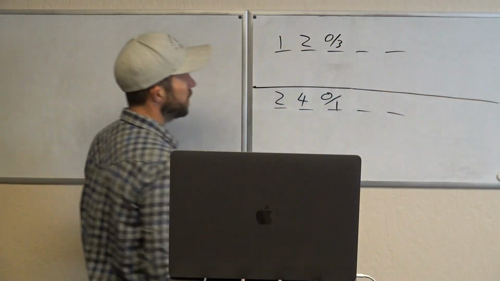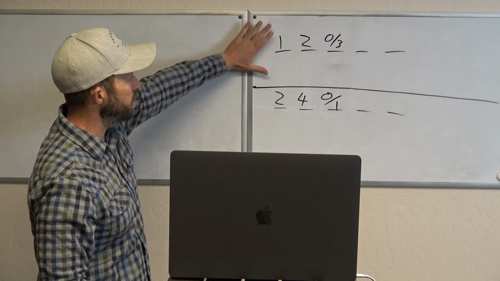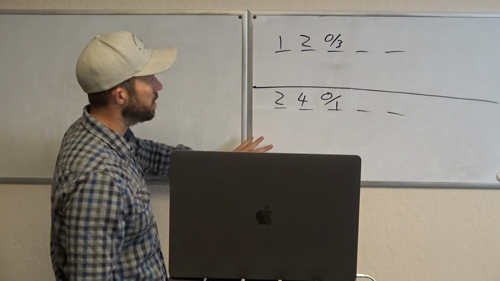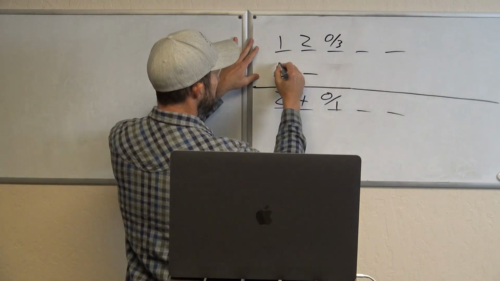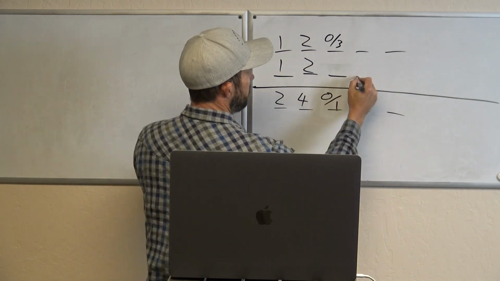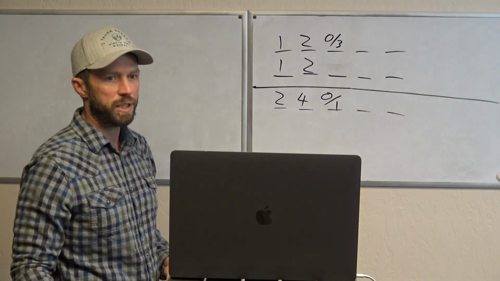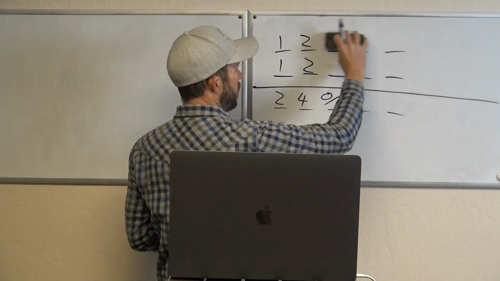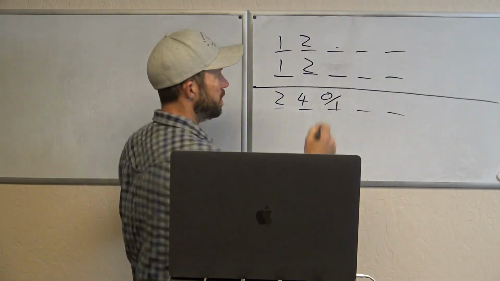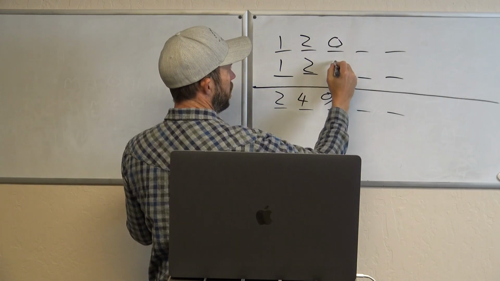Our big split was here. These will be the 1, 2 solutions, and these will be the 2, 4 solutions. The 1, 2 solutions are going to have a third digit that's either 0 or 3.